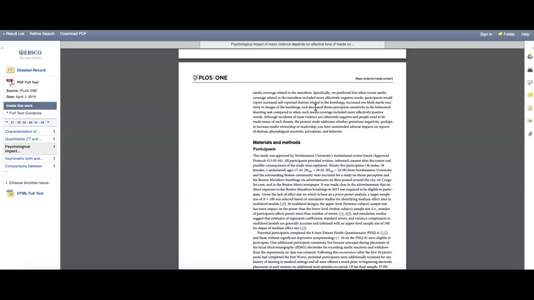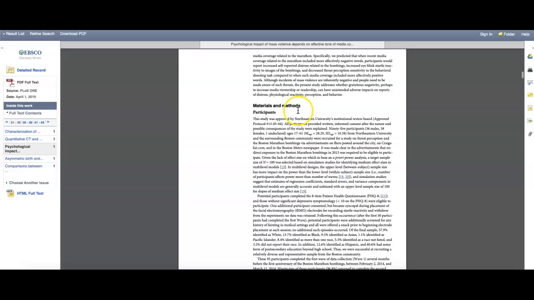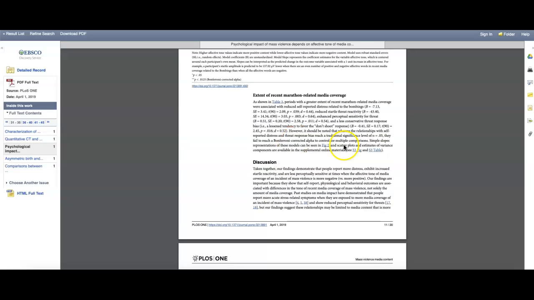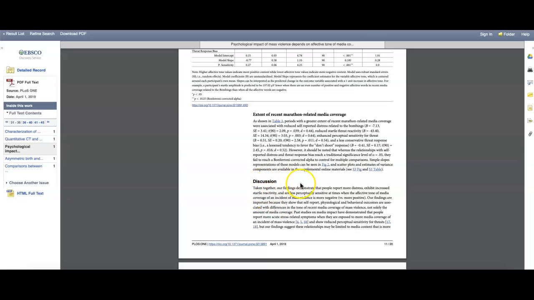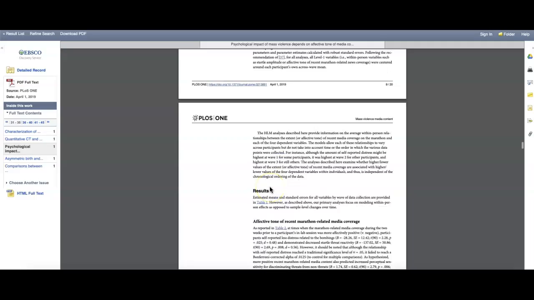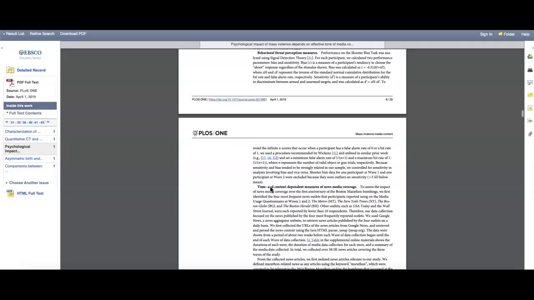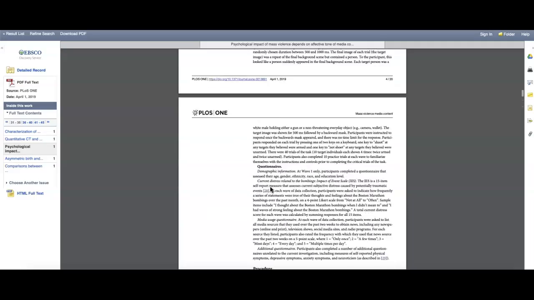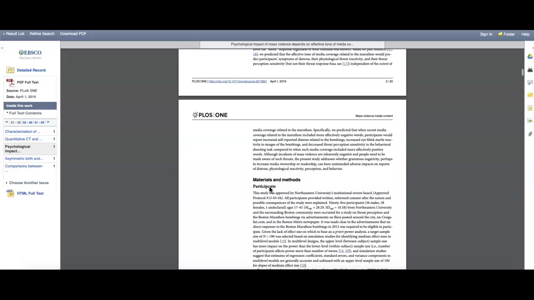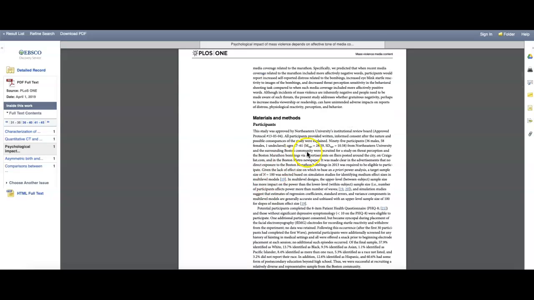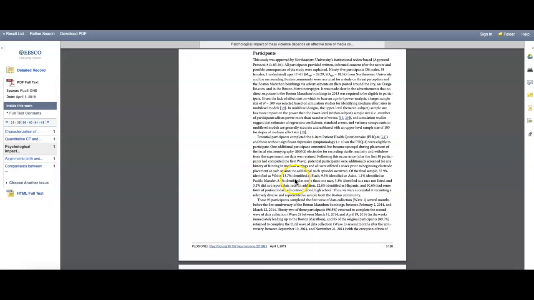A lot of peer-reviewed articles are going to have an introduction and then a materials or a methods section like this. And then usually they'll have a discussion of what they found and a conclusion. So when it comes to the materials and methods section, I would skim through it, because as you can see here, it's going to be pretty technical. This is how they show you that this was done in a scientific way, but a lot of people will get lost in this section.